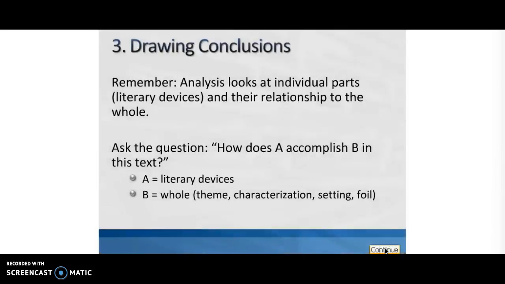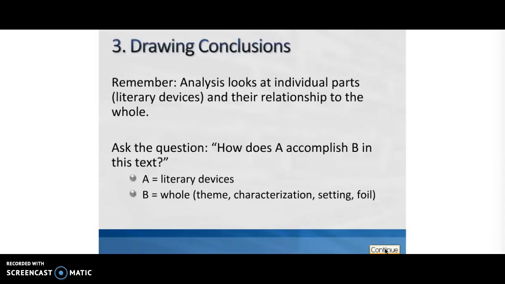Identifying the theme of a text is drawing a conclusion. There's nowhere in the story that you can read that says the theme of this story is X. You had to draw that conclusion looking at the literary devices in the text. Drawing conclusions is at the core of literary analysis. This is where you connect the pieces to the whole.